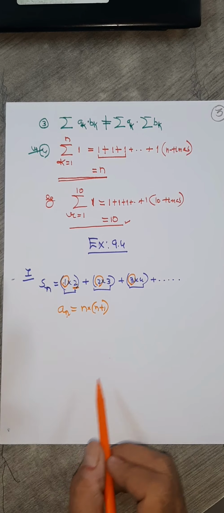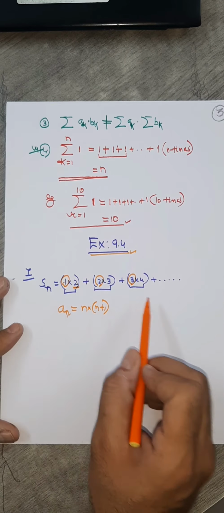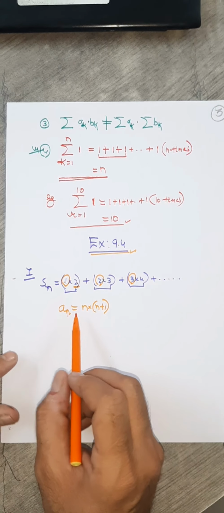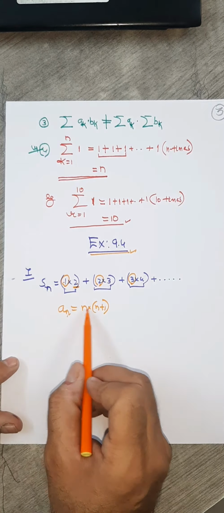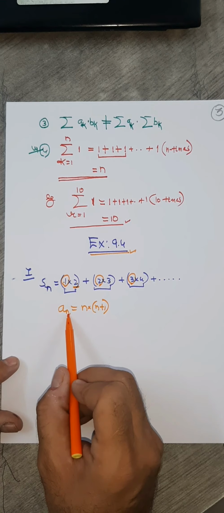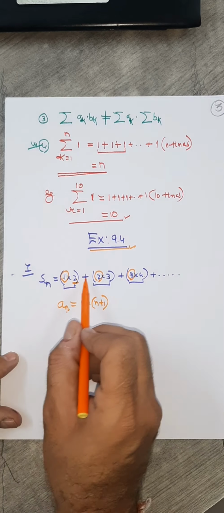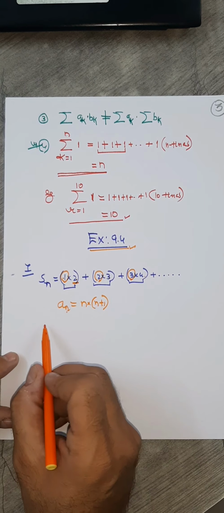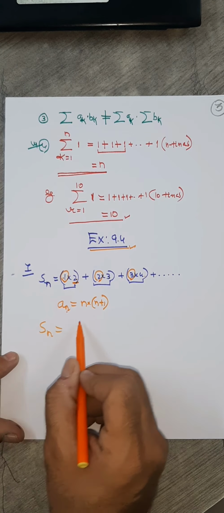I wrote the nth term from the series. If you recall the first exercise 9.1, you may get the idea. What I did, I just wrote the nth term. Put n equals to 1. So you see 1 into 2. Put n equals to 2. 2 into 3. Put n equals to 3. 3 into 4. Now you wrote the nth term. You want addition. So what is to be done? Sigma. For addition, sigma is the best option.